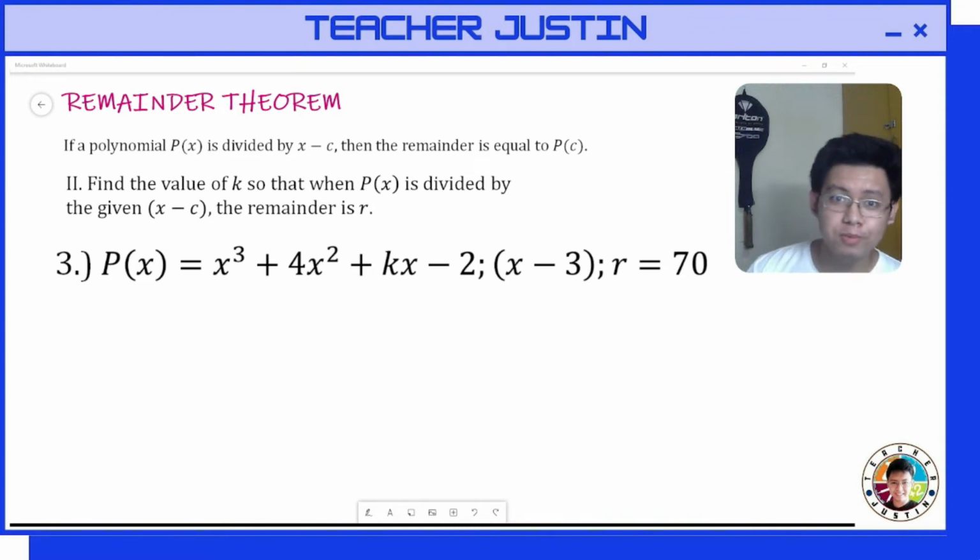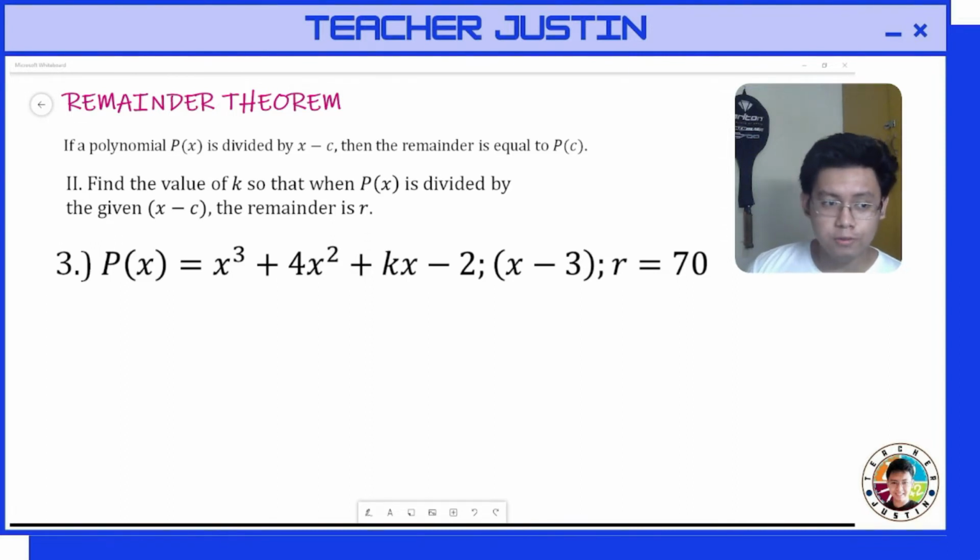On today's topic, we're going to talk about the remainder theorem, but this time we're going to find the value of k so that when p of x is divided by the given x minus c, the remainder is r. So let's have this example. P of x is equal to x raised to 3 plus 4x squared plus kx minus 2, and our divisor is x minus 3. And our remainder is 70. So our objective here is to solve for the value of k.